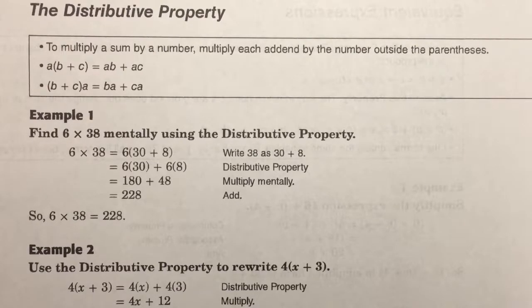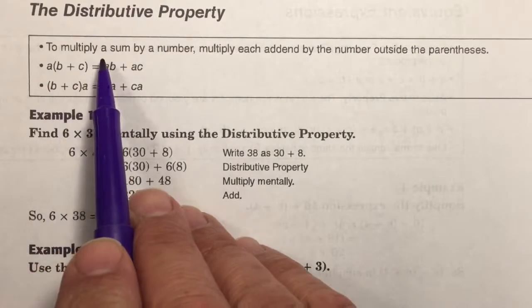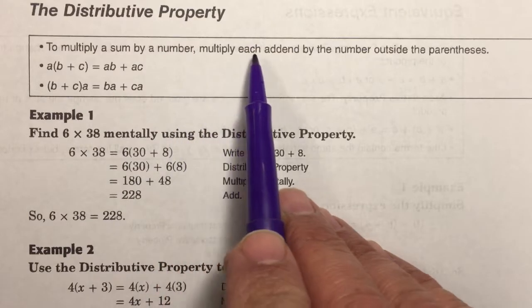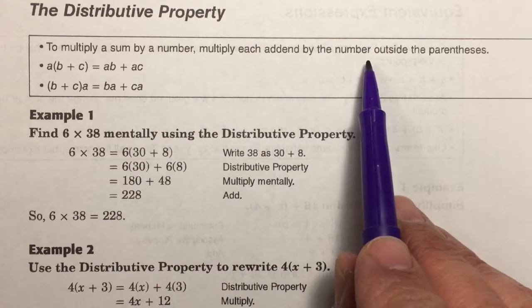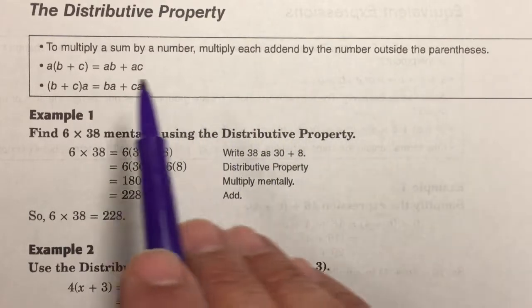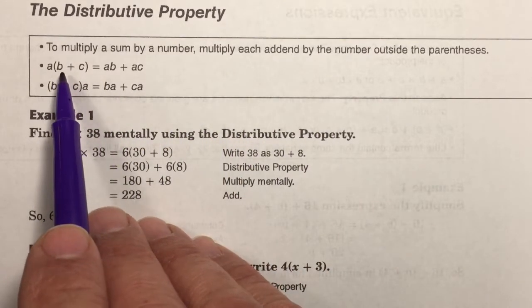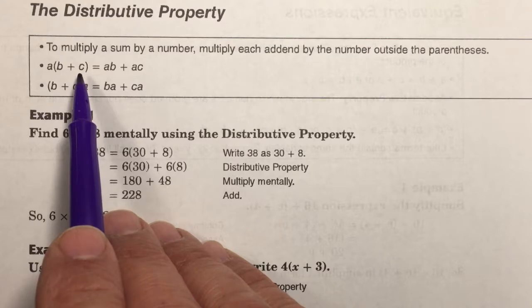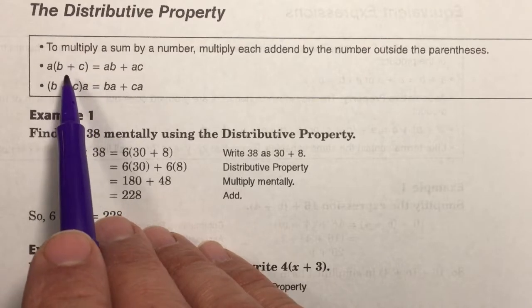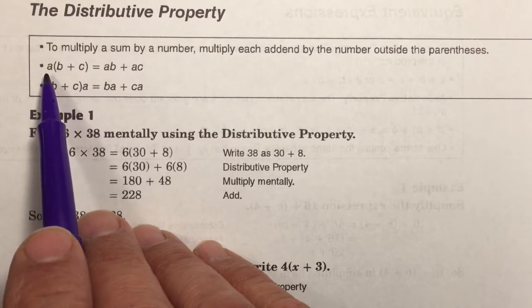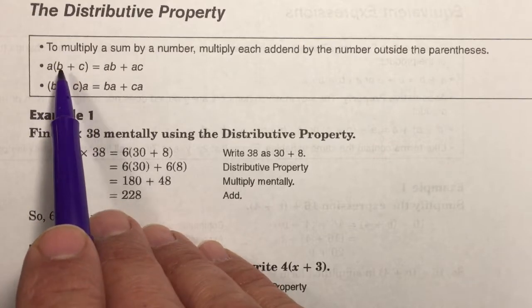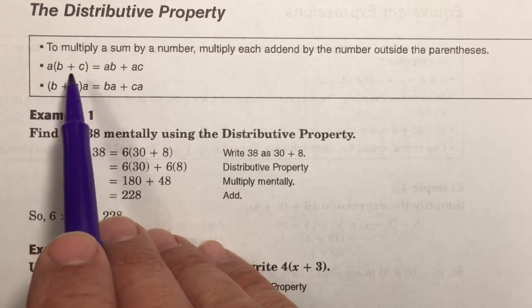The distributive property. To multiply a sum by a number, multiply each addend by the number outside the parentheses. So let's see what an addend is. B is an addend, C is an addend, because they are part of an addition, and A is multiplying the parentheses that contain an addition, B plus C.